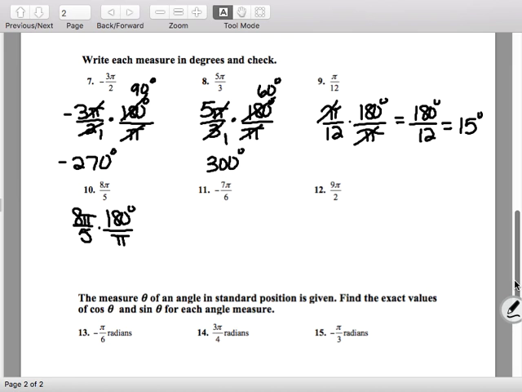So I multiply by 180 over pi. The pi's cancel. 5 goes into 5 once. 5 goes into 180 36 times. 8 times 36, 288 degrees.